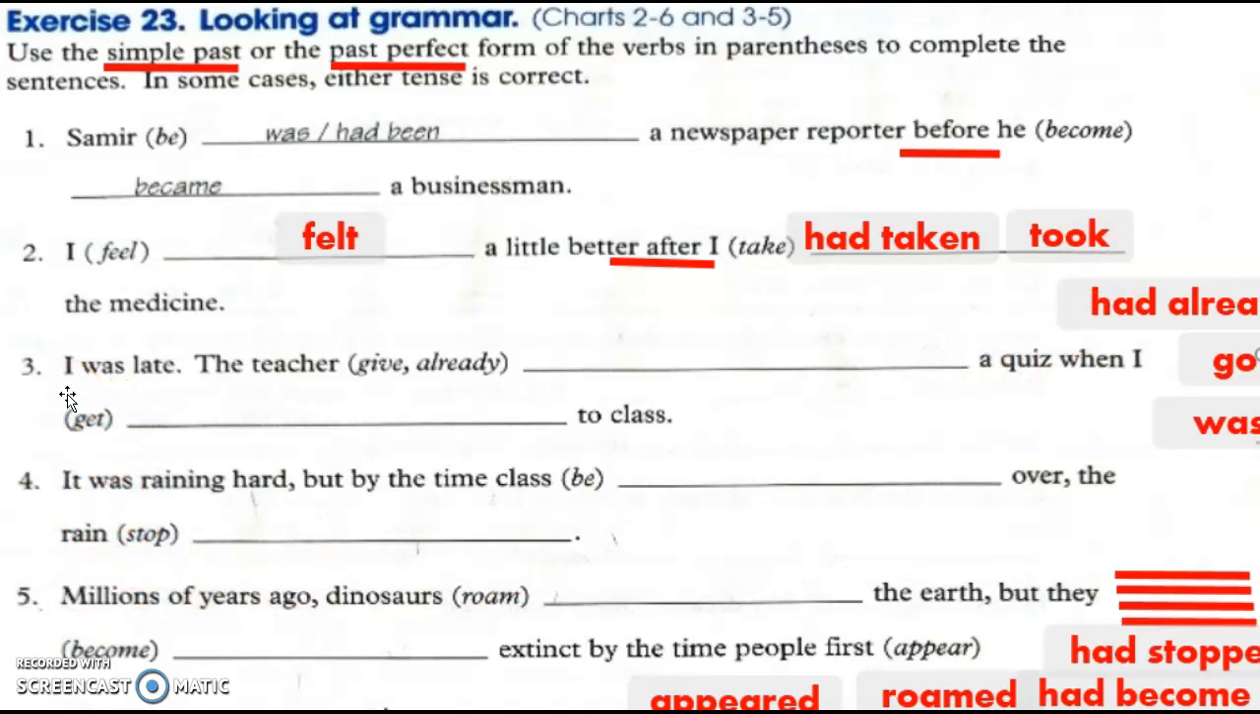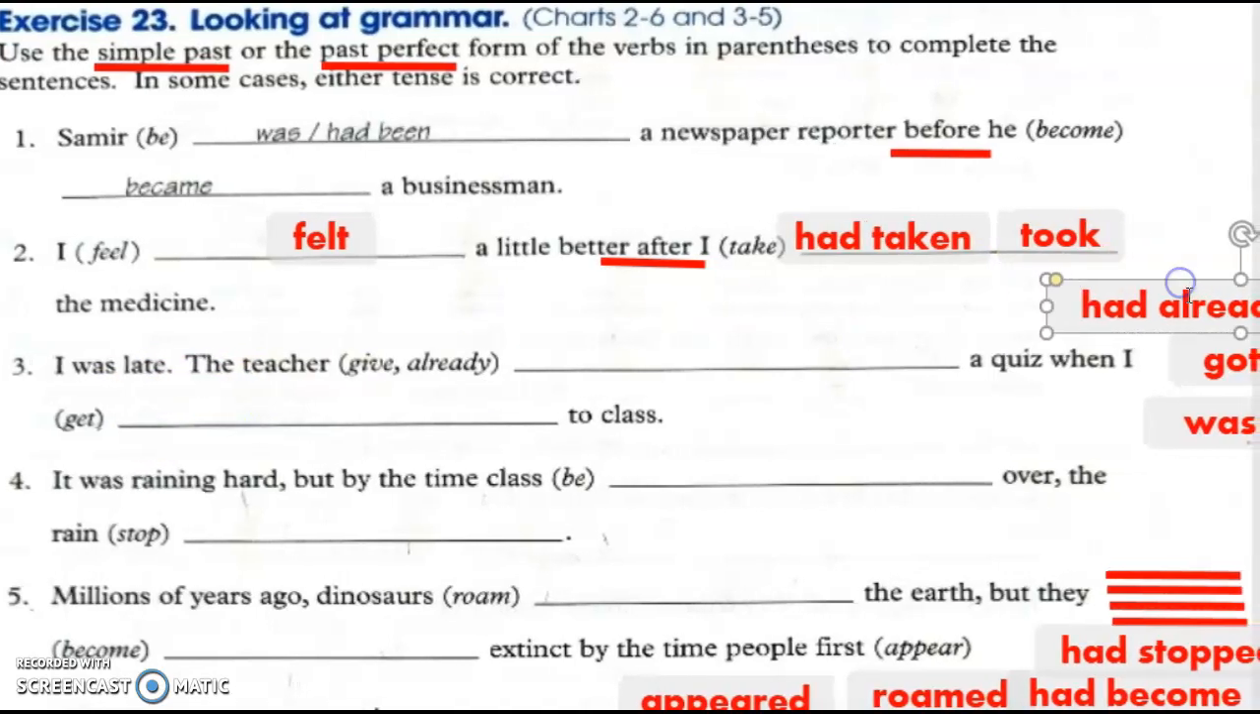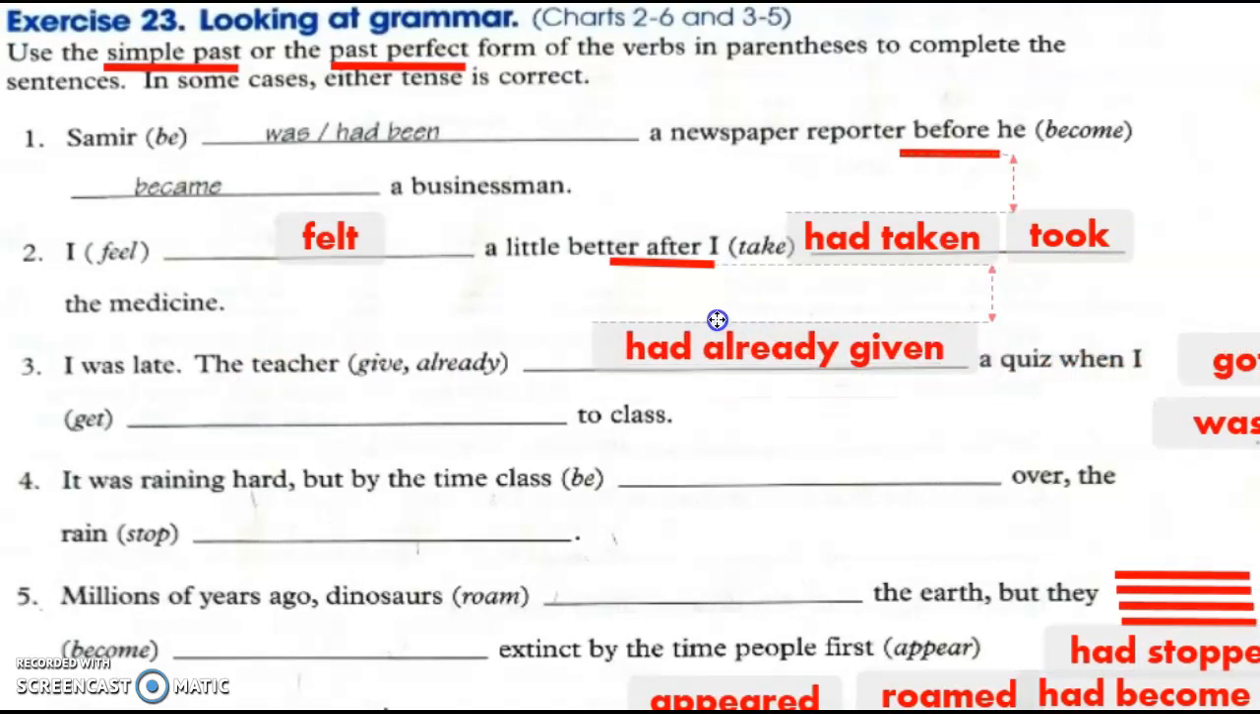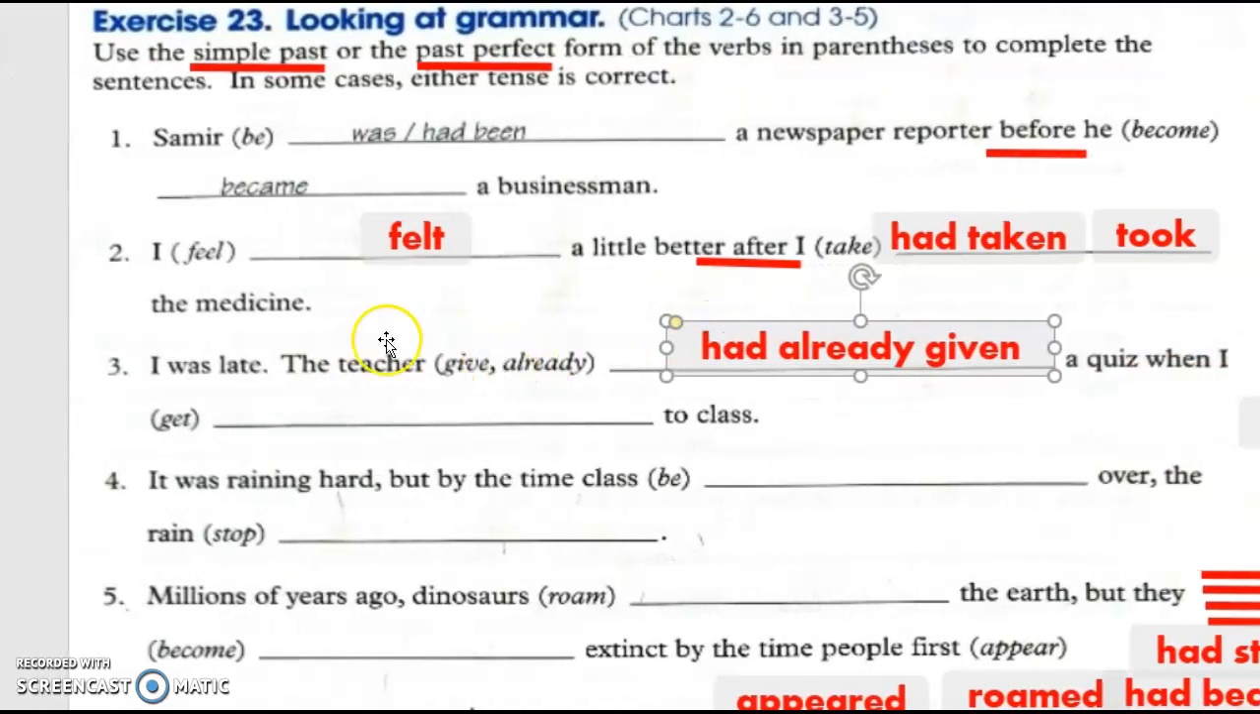Now, number 3. I was late. The teacher, verb give, already a quiz when I, verb get, to class. Again, two verbs, give and get. Which one do you think is the oldest? The teacher gave the quiz or I arrived to class? Definitely it's going to be the verb give as the oldest verb. So I was late.